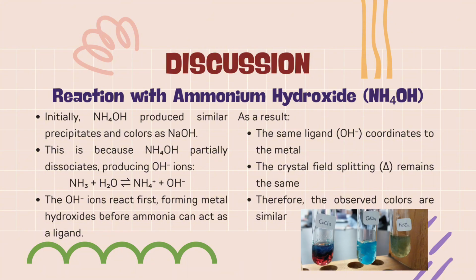Okay, next, the reaction with ammonium hydroxide. A similar pattern was observed when ammonium hydroxide was added. Initially, the same colored precipitates appeared: blue for the copper, blue for the cobalt, and green for the iron. This occurs because ammonium hydroxide exists in equilibrium in water and releases hydroxide ions. As a result, the metal ions first react with hydroxide ions, forming metal hydroxide precipitates, just like in the sodium hydroxide reaction. Since the coordinating ligand is the same hydroxide, the observed colors are also similar.